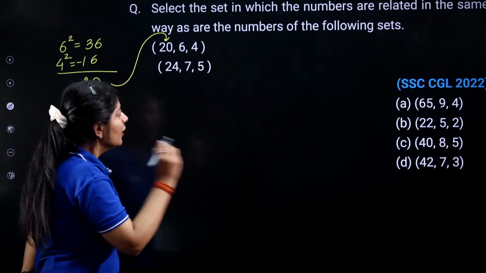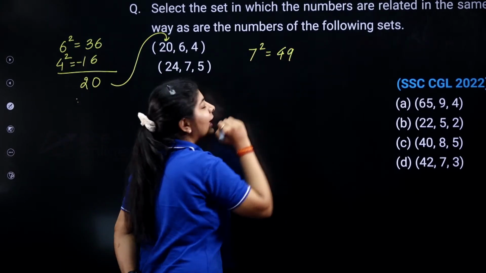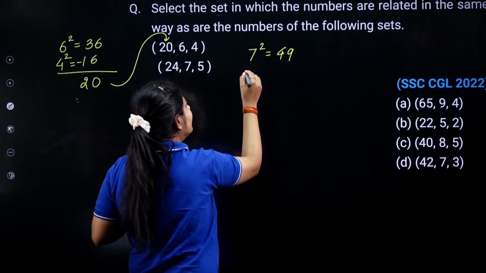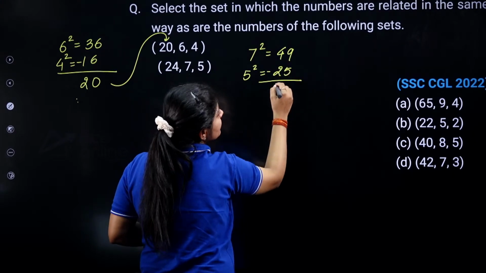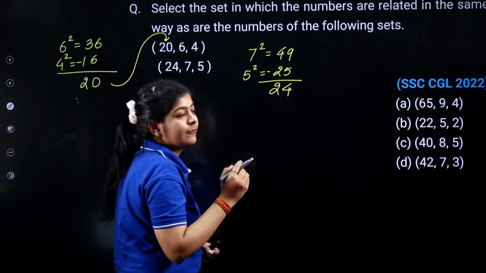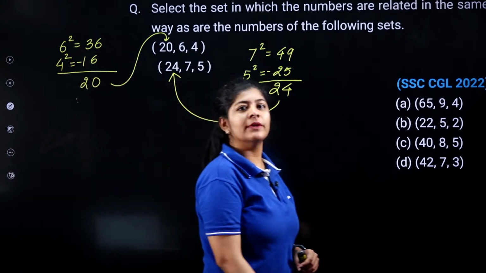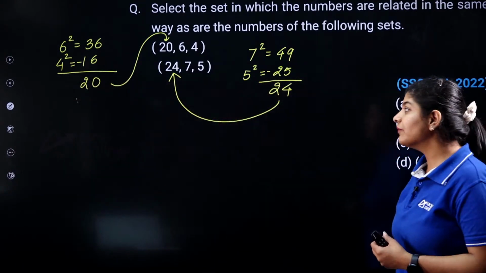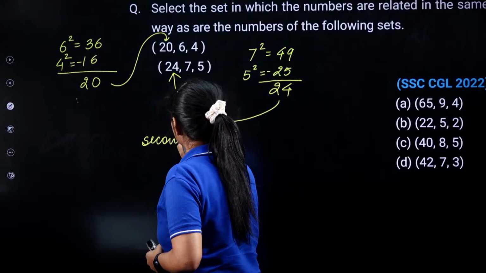Now what is the square of 7? That is nothing but 49. And what is the square of 5? That is nothing but 25. If I subtract both of these numbers, I am getting 24, which is again mentioned over here. So are we getting the pattern over here? Yes. So what we have to do? First we have to determine the square of the second number.